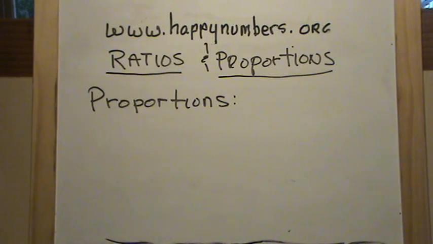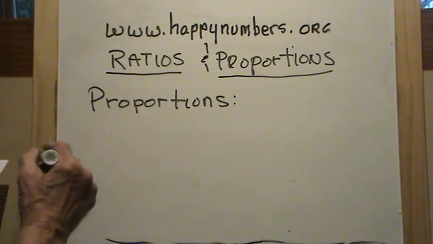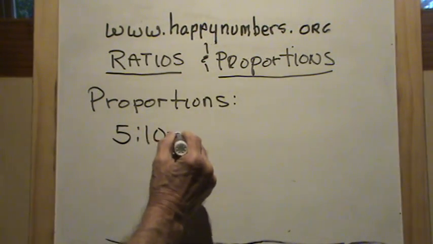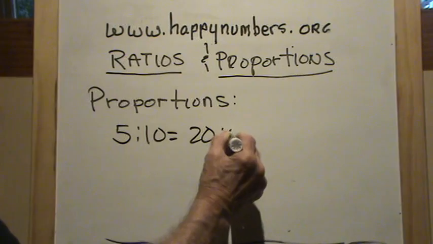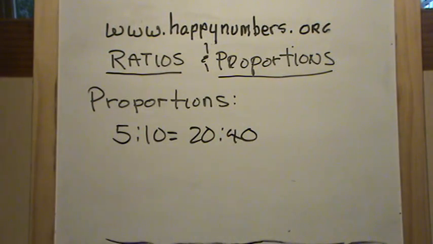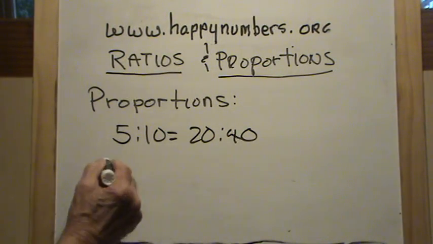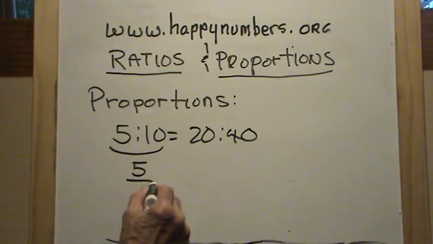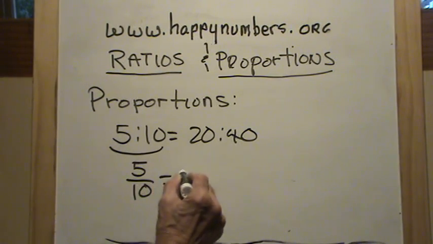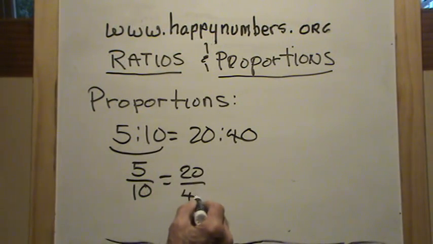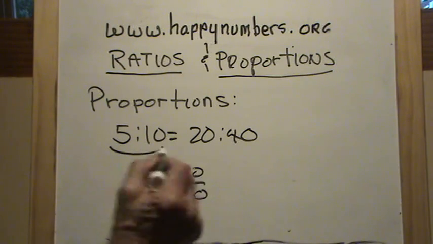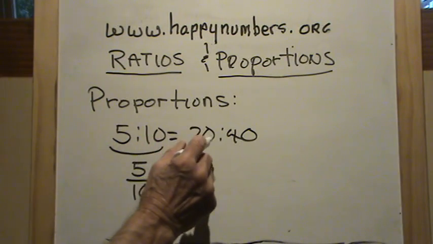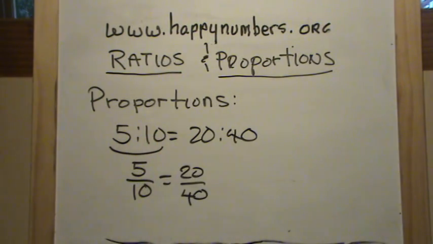Take a look at some problems here. 5 is to 10 as 20 is to 40. Now, if this proportion is correct, if we write it like this, 5 is to 10 as 20 is to 40. Okay.